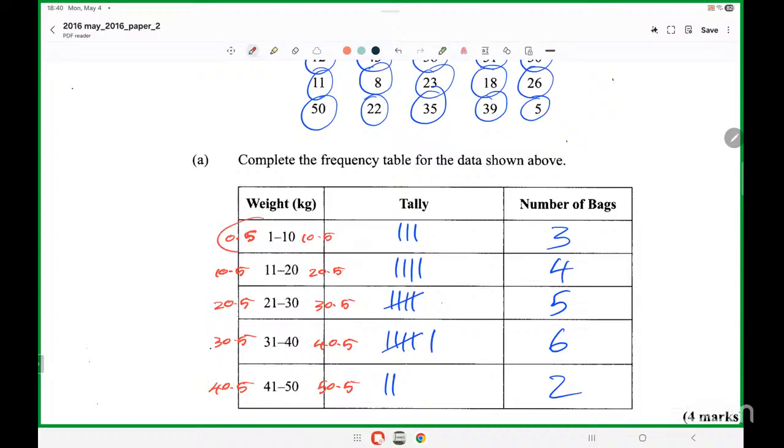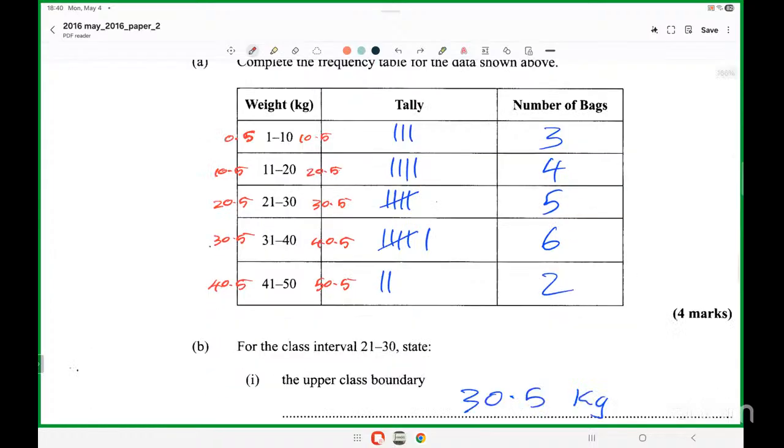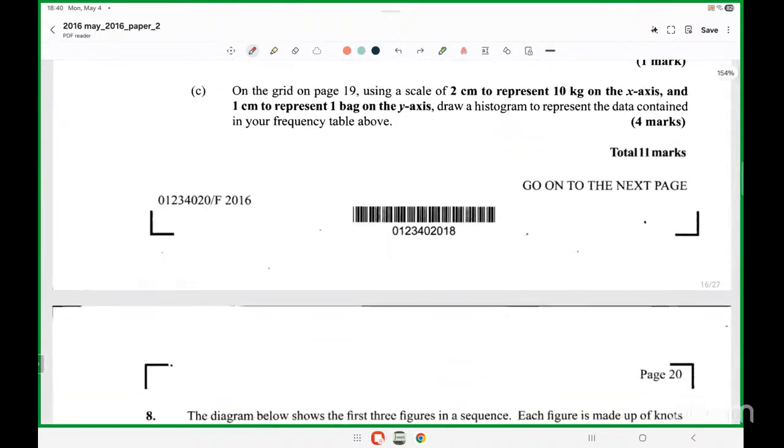So the bar from 0.5 to 10.5 has a frequency of 3, so you're going up by 3. Then the one from 10.5 to 20.5 goes up to 4, and so on, right? But all you know is that they're at the 0.5 marks for all the values. Remember, the bars of the histogram go from boundary value to boundary value.